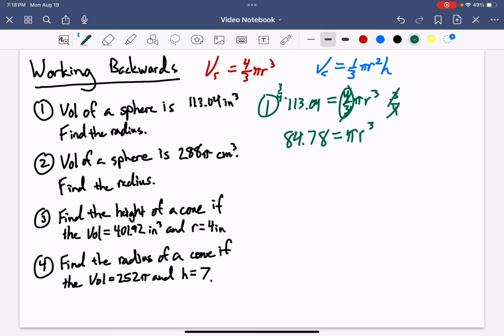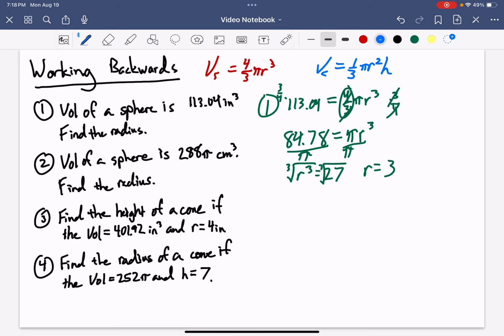Well, now I'm going to divide both sides by pi. And when I use my calculator to do this division, I'm going to use 3.14 as my estimate there. And I have r to the third is equal to 27. At this point in time, I need to think what number to the third power is 27. Technically, what I have to do is take a cube root. And if you want to, you could use your calculator to do that. And it's going to tell you that r is equal to 3. Now, let's compare and contrast that.